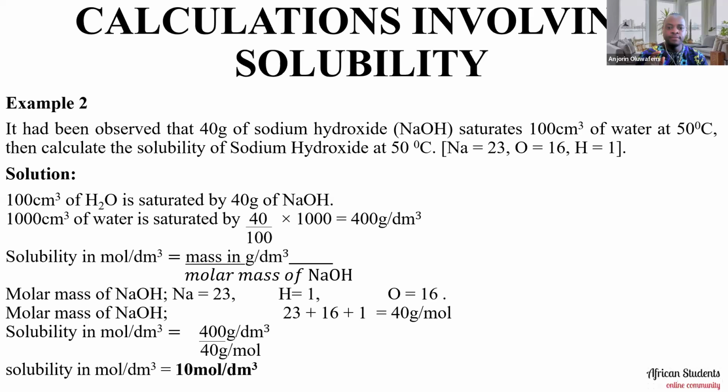Now, bringing back our formula, like we stated earlier, solubility in mole per dm cube equals mass in gram per dm cube over molar mass of sodium hydroxide. We can calculate the molar mass by just adding up the relative atomic masses, and then we have the molar mass to be 40 gram per mole. Having said that, we can now fix that into our solubility formula: solubility in mole per dm cube equals 400 gram per dm cube divided by 40 gram per mole, and that solubility there will be 10 mole per dm cube.